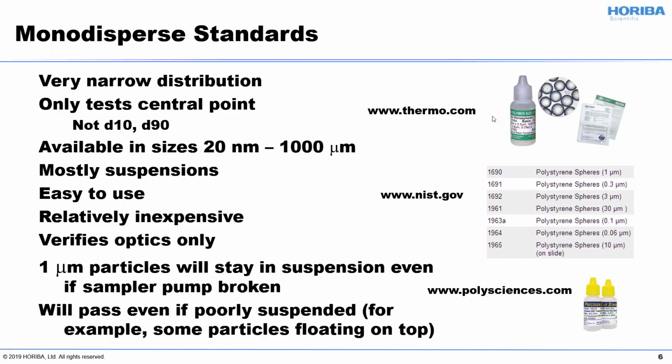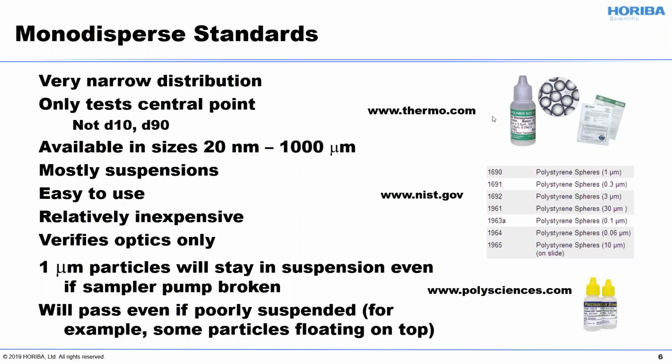Generally, they're suspensions, although larger ones will appear as dry powders. They're easy to use, and they're relatively inexpensive. So that's a good argument for using them pretty regularly. It's not going to cost you that much. It verifies generally your instrument optics and your instrument cleanliness.